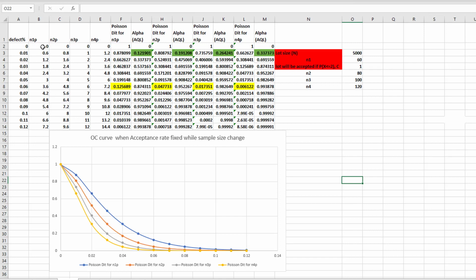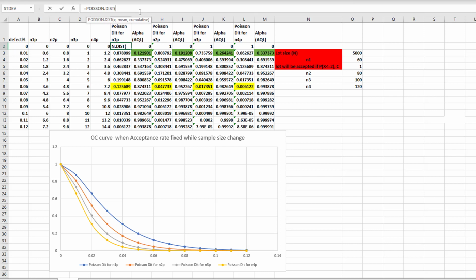So first of all, we need to calculate the mean for each sample size. You know the mean formula is this, and these are the defective probabilities. So we calculate these things. Then for every mean, we want to calculate the acceptance probability, and for this purpose, we conduct a Poisson distribution. You know the Poisson distribution. So the first one I just want to show you how you will do it.